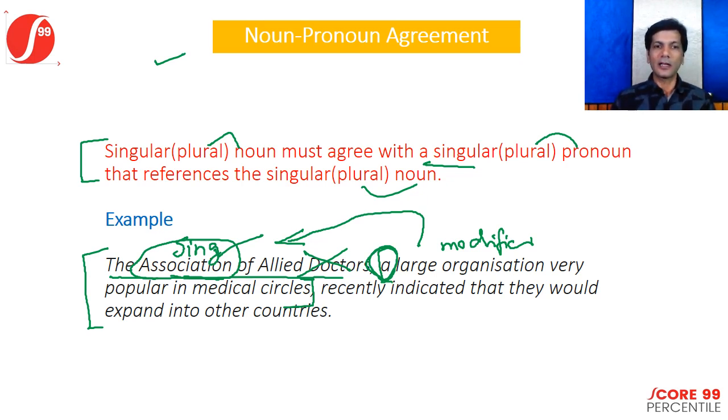Now, the Association of Allied Doctors, if you remove this part between your commas, or if you remove your modifier and read the sentence, your sentence should still make grammatical sense to you. So read it that way, omitting the modifier, so that you'll be able to understand if there is an error in the actual intended meaning of the sentence, or if there is no error. So now read it without the modifier. The Association of Allied Doctors recently indicated that they would expand into other countries.